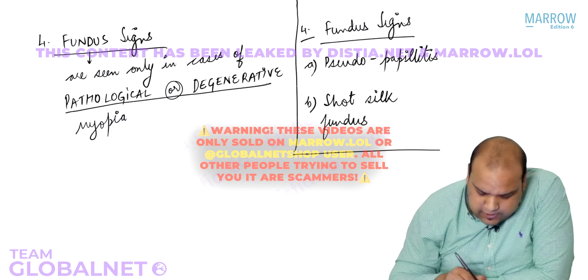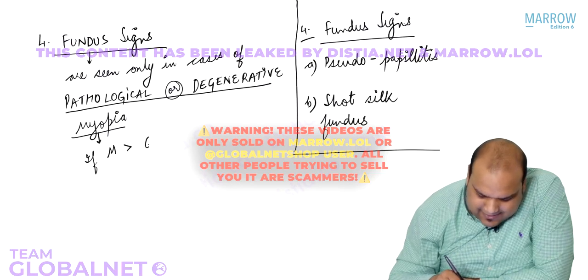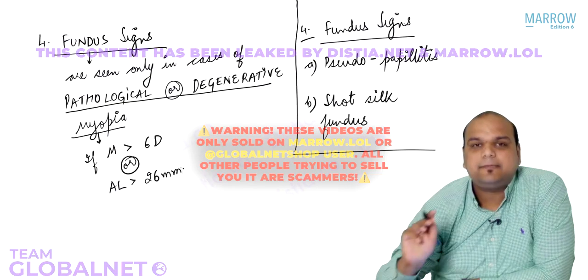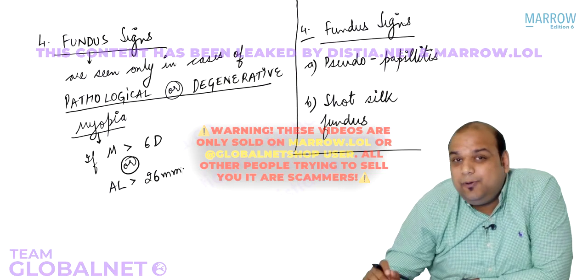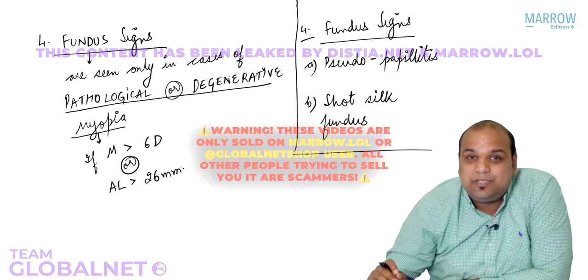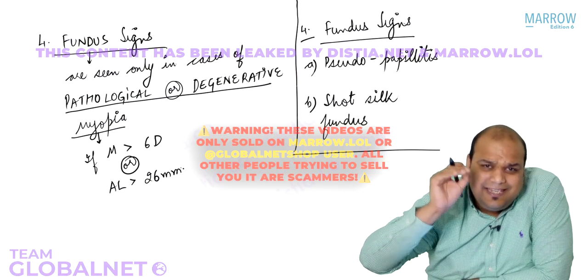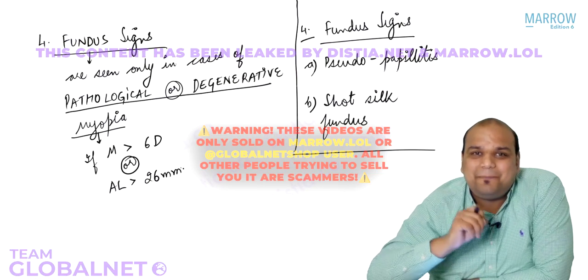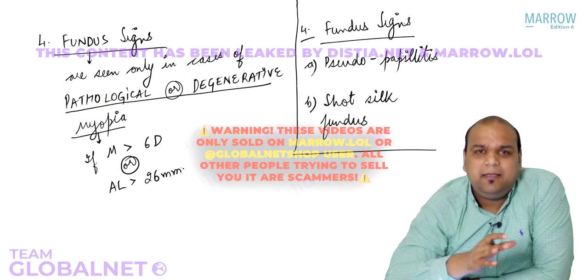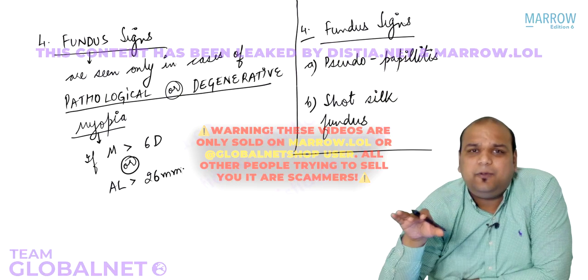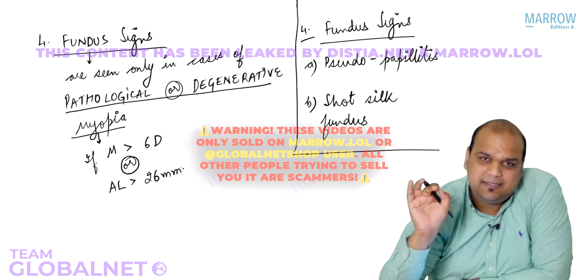So what is pathological or degenerative myopia? If myopia is greater than 6 diopters, or if the axial length is greater than 26 millimeters, okay, then only you classify the patient as pathological or degenerative myopia, and then you say that the chances of all these fundus signs is much more. So if you are a normal myopic, -1, -2, you are not likely to have at all these fundus signs. Am I clear to everybody?